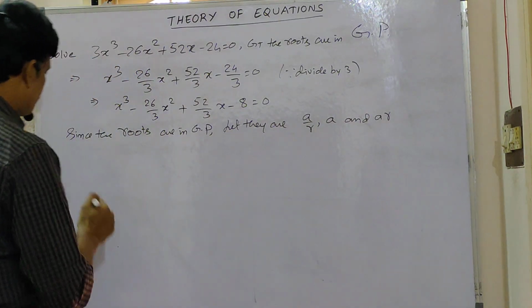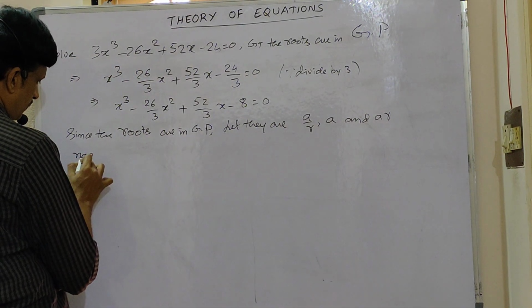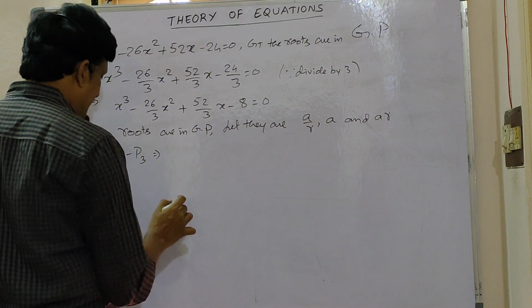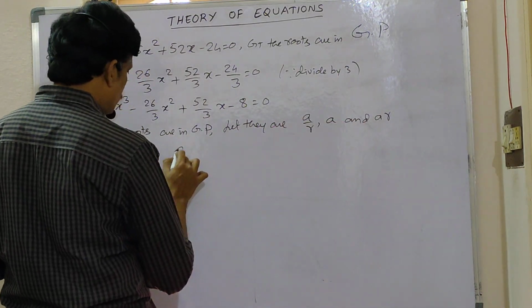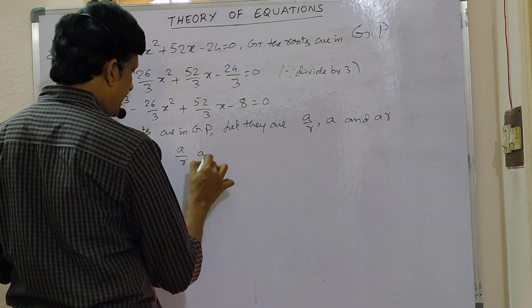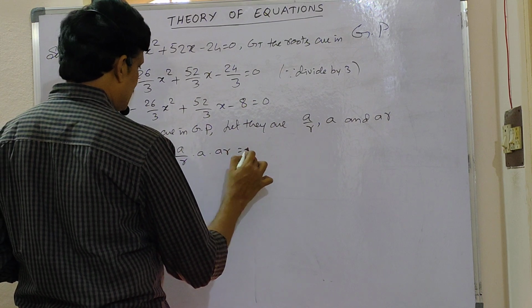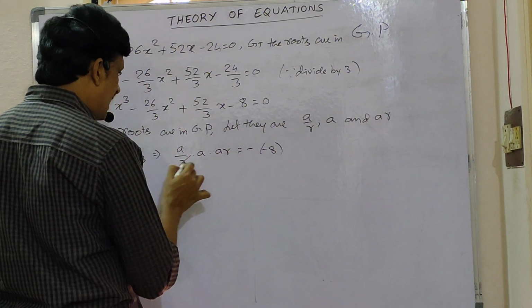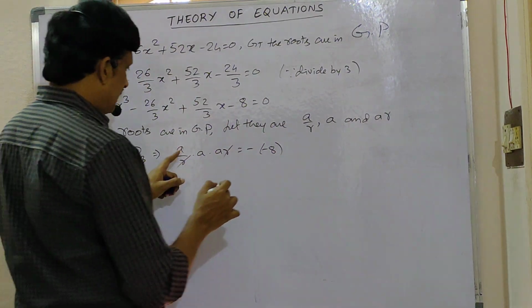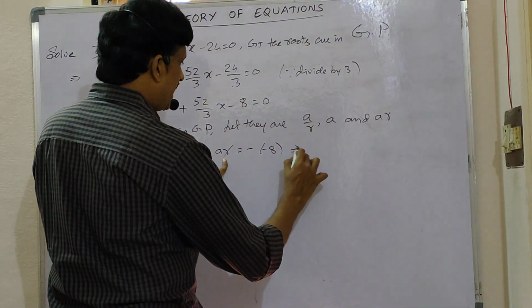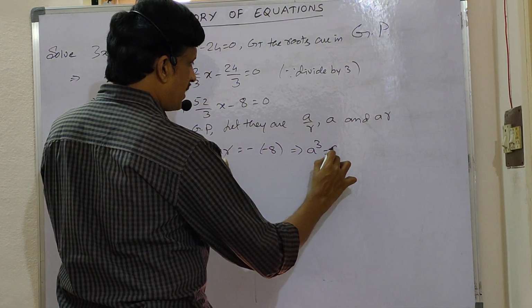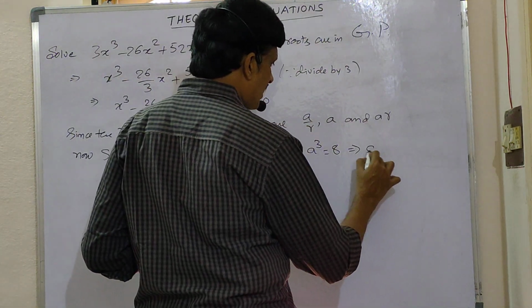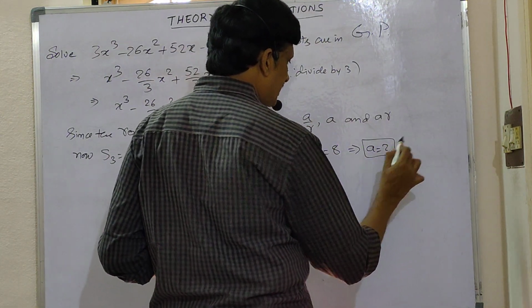So write S3. S3 is equal to minus P3 gives, S3 means product. That gives A by R into A into AR is equal to minus P3, that is minus 8. Here R into 1 by R gets cancelled. A into A into A gives A cube is equal to minus of minus 8, which is plus 8. A cube is equal to 8 gives the value of A, that is 2. 2 cube is 8.